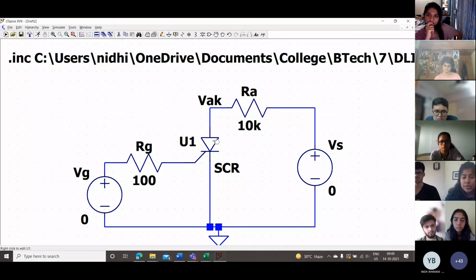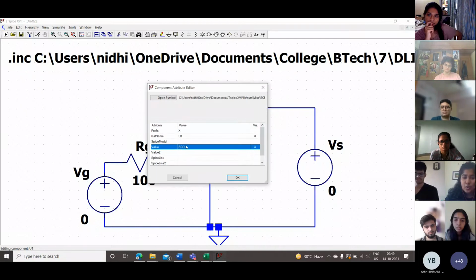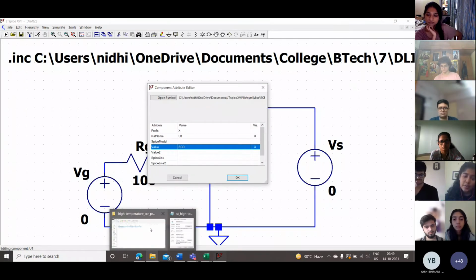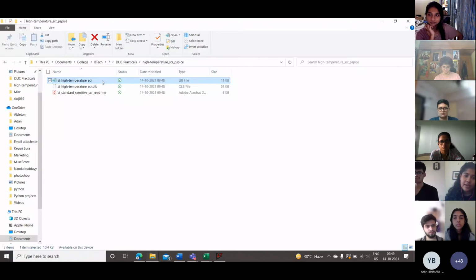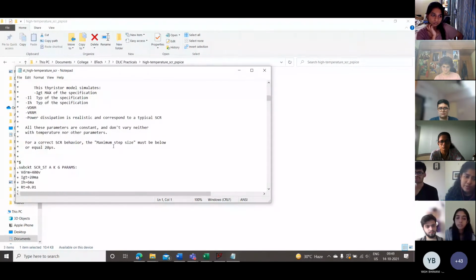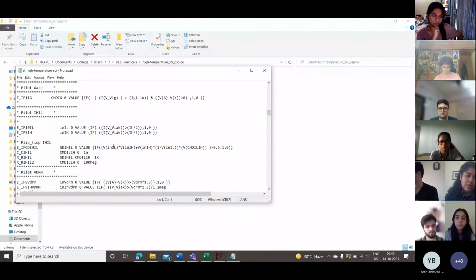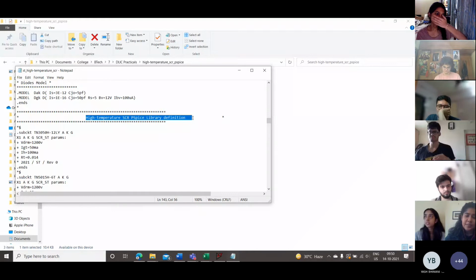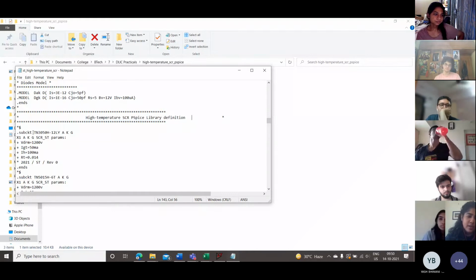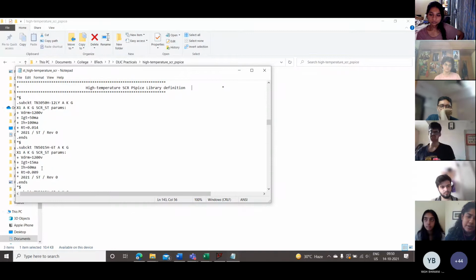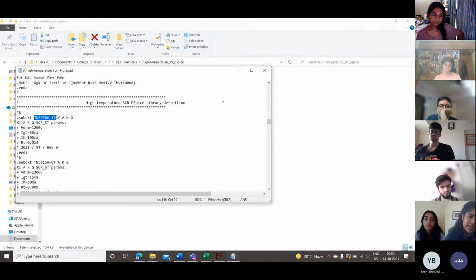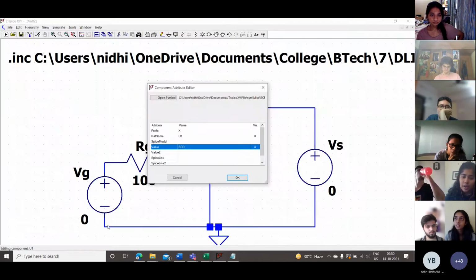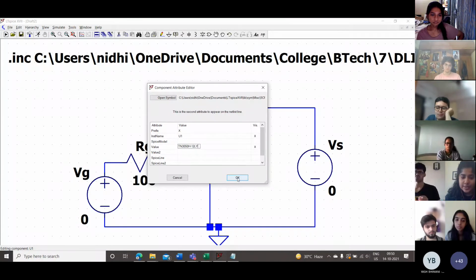Now we need to do the most important part, which is we need to actually load this into our SCR. So I'm going to go back to this lib file and open it in Notepad, WordPad, whatever you prefer using. I'm going to scroll down until I find this high temperature SCR PSpice library definition. They have a bunch of models listed out here. I'm just going to take the first one, the TN3050H, and copy the model name.